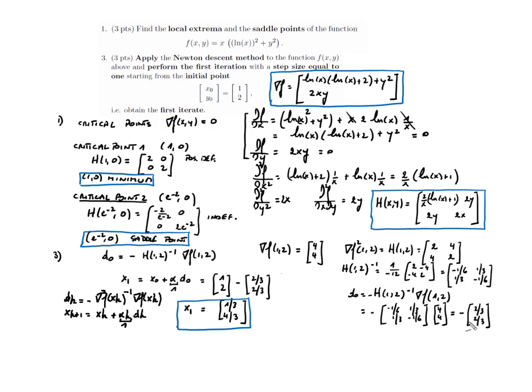And then you have to compute d_0, minus the Hessian inverse times the gradient in this point (1, 2). If you go through the calculation, this is d_0, right? So x_1 will be x_0 plus alpha d_0. Alpha is equal to 1. If you go through the calculations, this is the x_1 you will reach, and this is the first iterate.